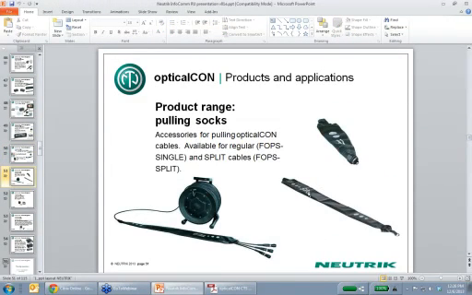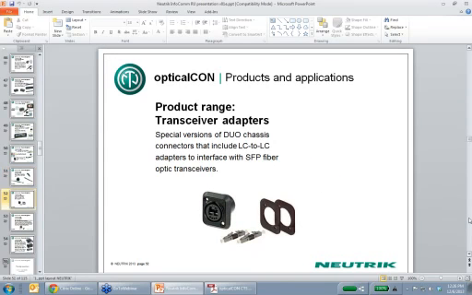We have some pulling socks. Well, we don't sell too many of these, but this is if you really need to pull opticalCON out in the field and you want to provide some protection, it's a product that can do that for you.